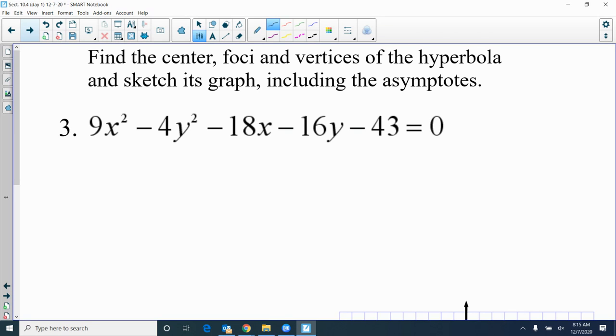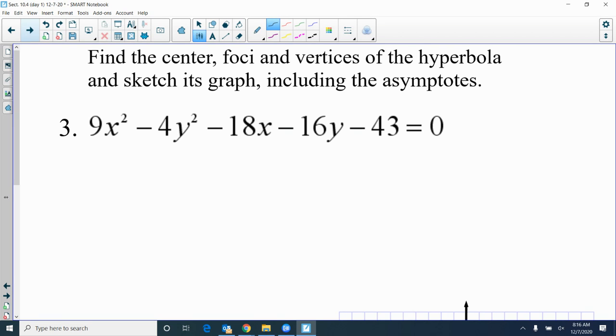A parabola only has one term squared. If they have 2 terms squared, then it has to be an ellipse or hyperbola. Well, to be an ellipse, they both need to be positive. If one of them is negative, that means it's got to be a hyperbola. You're going to have to determine that on the test. I'm not going to tell you which one it is.